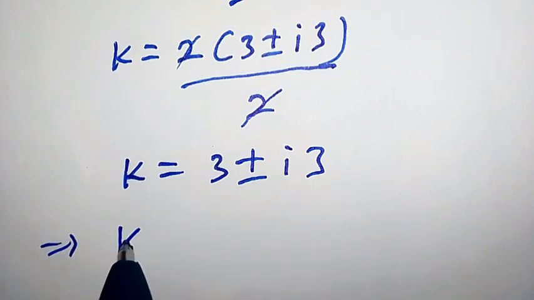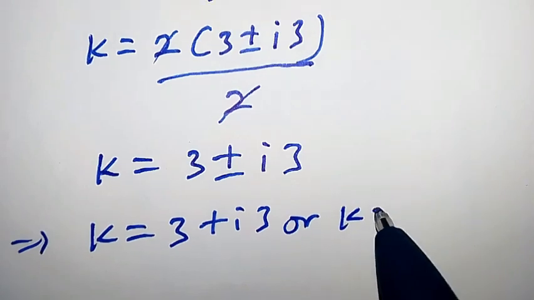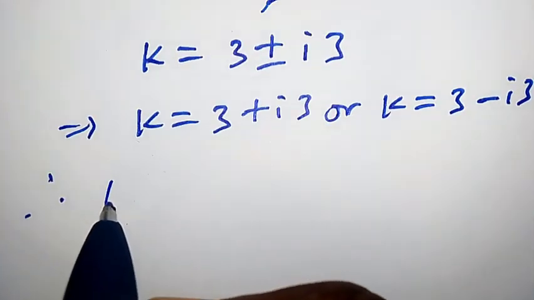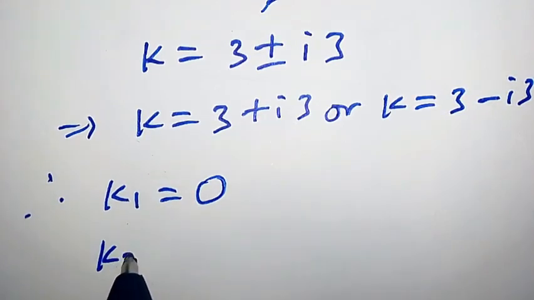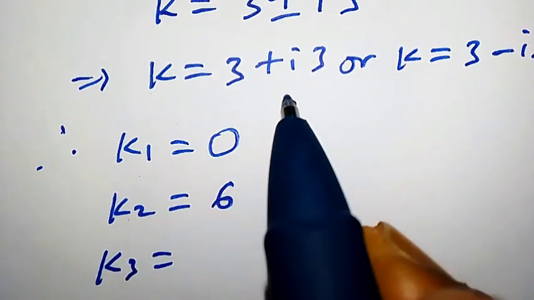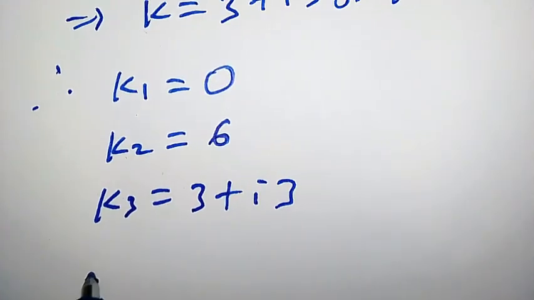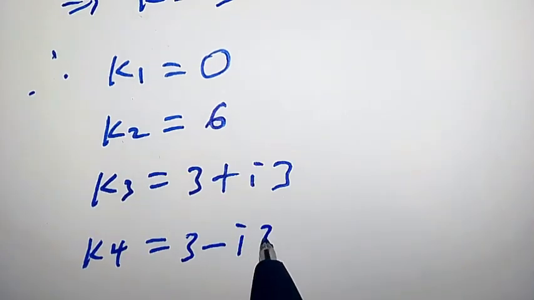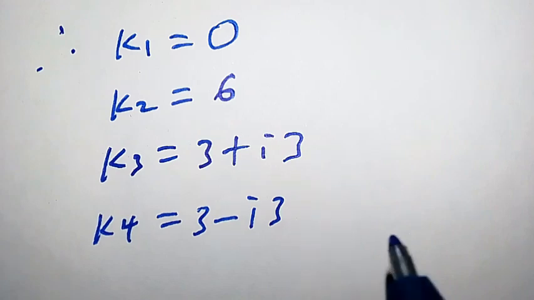This implies that k is equal to 3 plus i times 3, or k equal to 3 minus i times 3. Therefore, k1 is equal to 0. That's the first solution that we obtain. k2 is equal to 6, the second solution. And k3 is equal to 3 plus i times 3. And last but not the least, k4 is equal to this guy, 3 minus i times 3. These first two solutions are the real solutions, and these are the complex solutions.